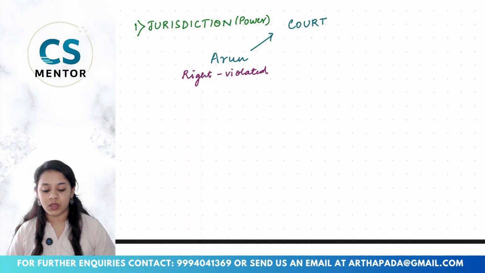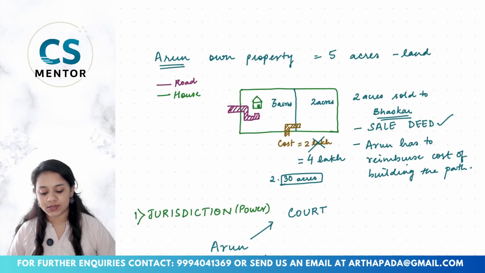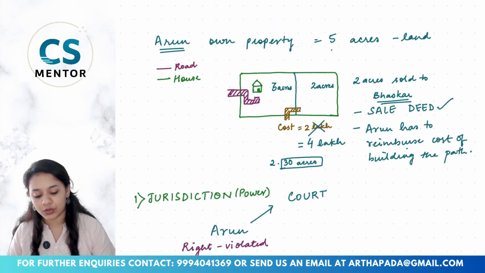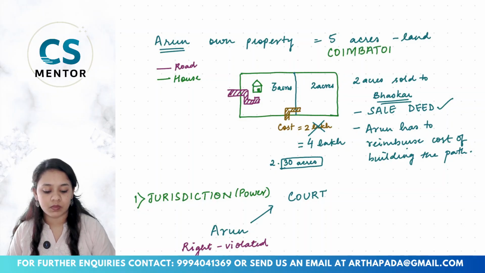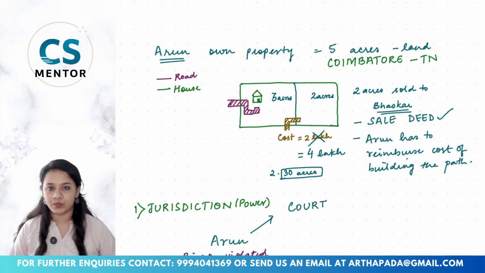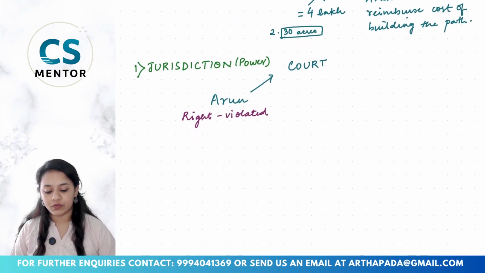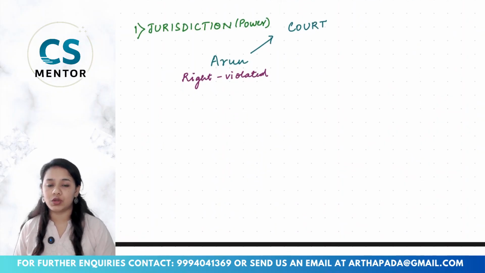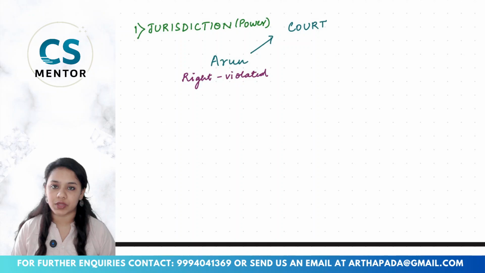Now, for the purpose of building on this example, let's assume that Arun owns the property that is located in Coimbatore. Okay, so this Coimbatore is in the state of Tamil Nadu. So, therefore, we have to now find a court that is within the jurisdiction of the Tamil Nadu courts, because that is where the property is located.